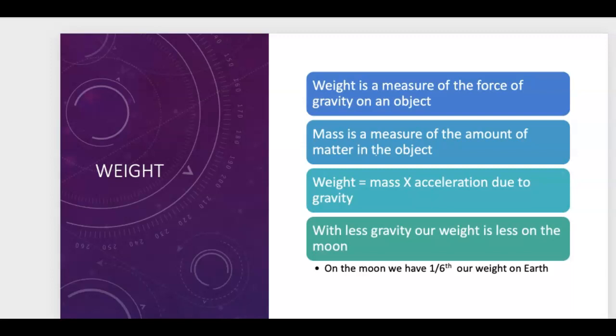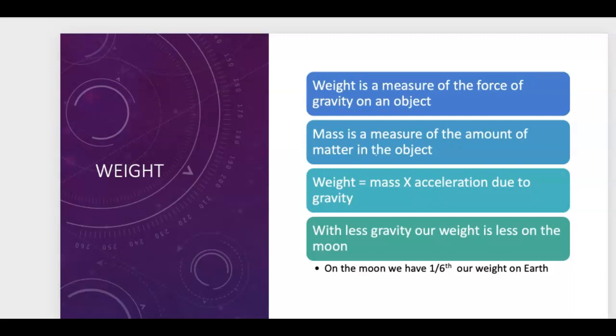Weight is your mass in kilograms times acceleration due to gravity. If there's less gravity, your weight is less. So on the moon, we have 1/6 of our weight on Earth, even though our mass is the same in both places.